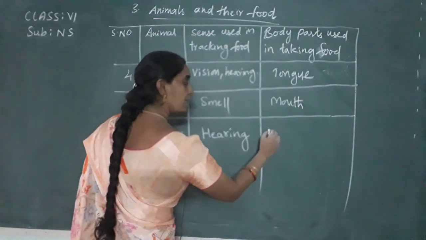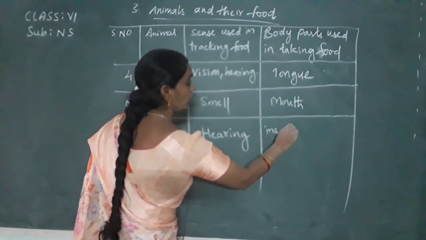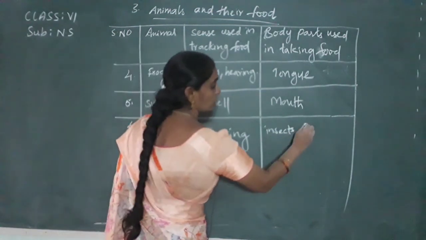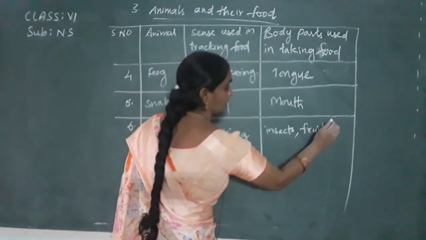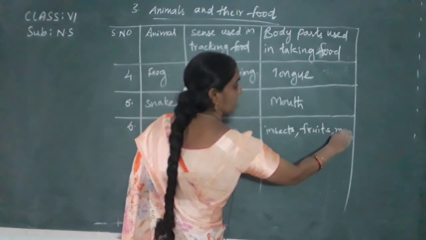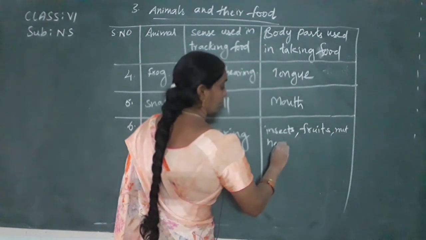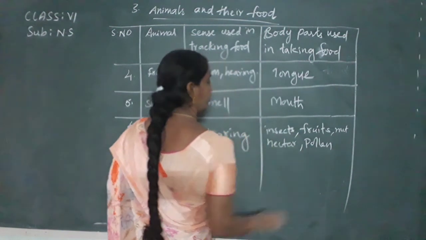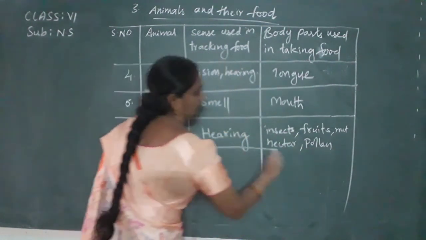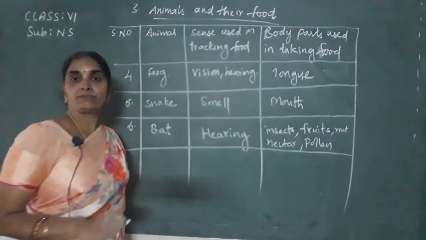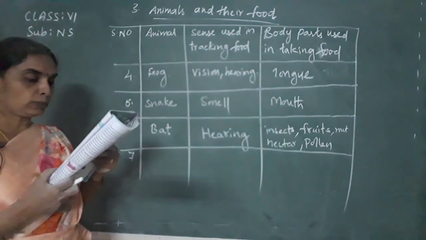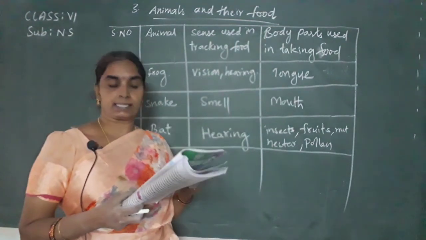So bats eat insects. They are also omnivores in a sense. They also eat fruits, nuts, nectar, and also pollen. Pollen grains are taken from the plants, and nectar from the plants. Okay, next, coming to the seventh one, lizards.